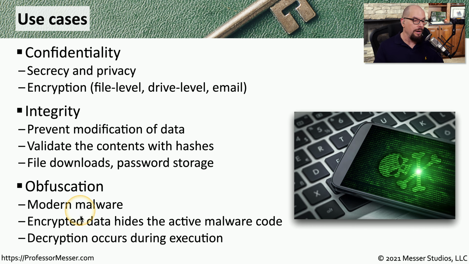Cryptography also allows us to hide information through the use of obfuscation. For example, malware very commonly encrypts the malware itself within the software that it's transferring in order to get around the signature-based detection that we have in most antivirus and anti-malware products. When the application is executed, the malware is decrypted and it begins executing on the local machine.